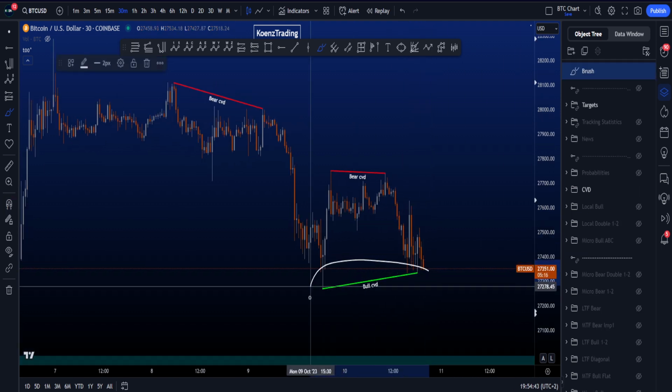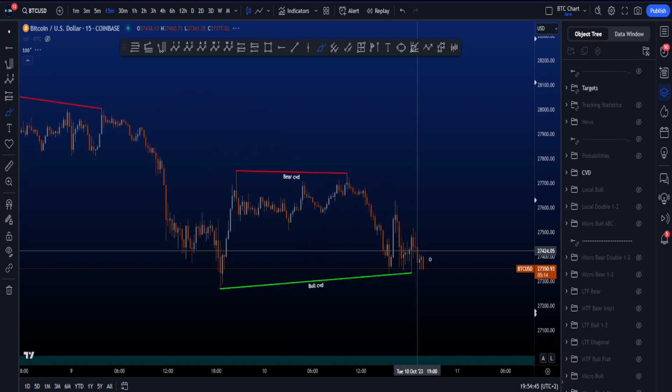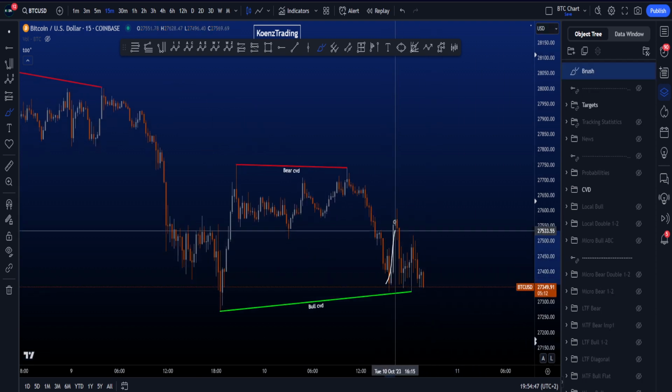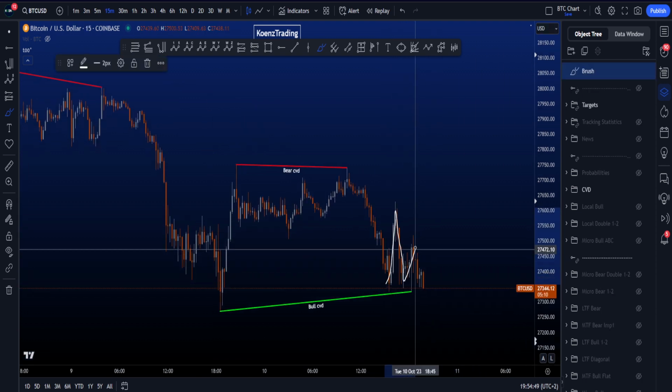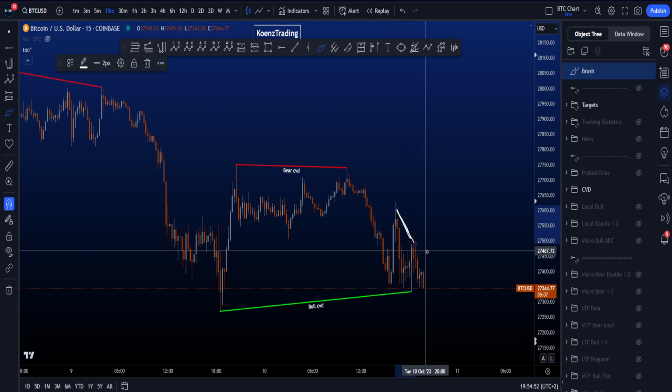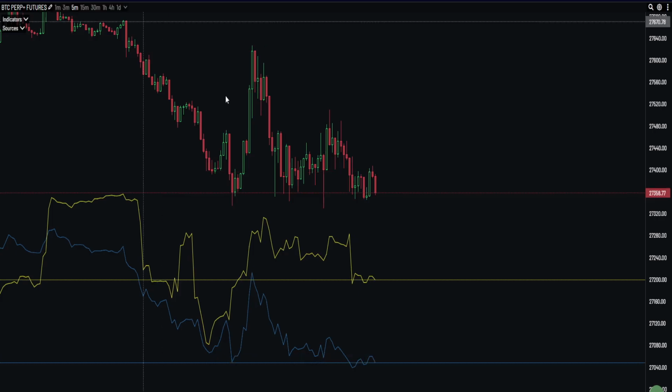Then on the 15-minute, we have bullish CVD divergences over here. However, we had a bounce up, a move to the downside again, a second bounce, and now bearish CVD divergences between these two highs over here.